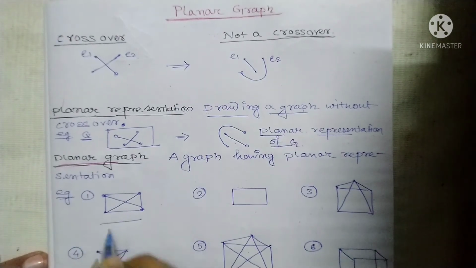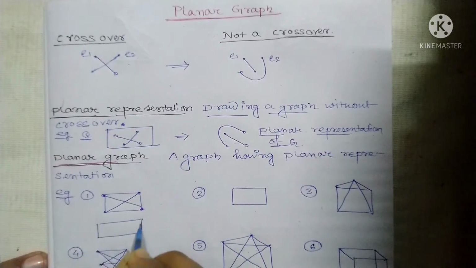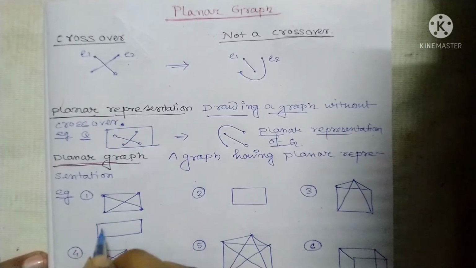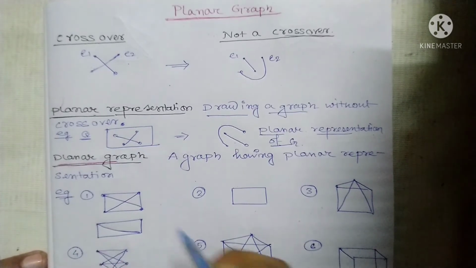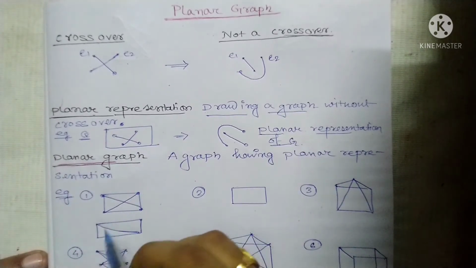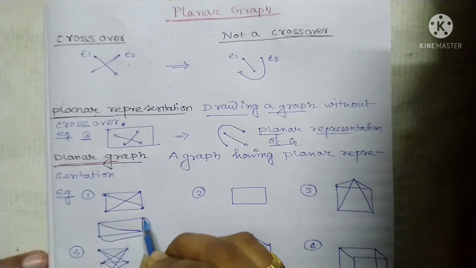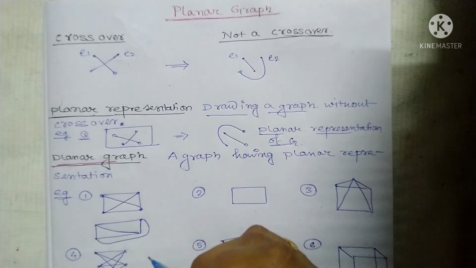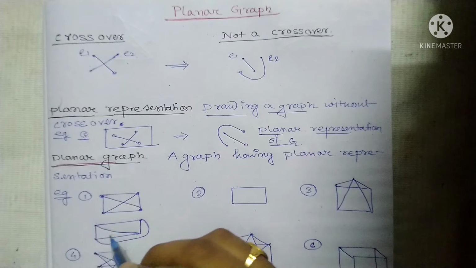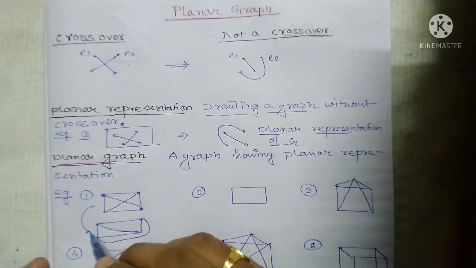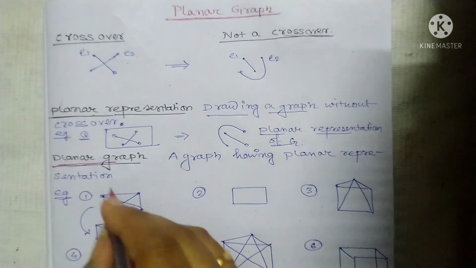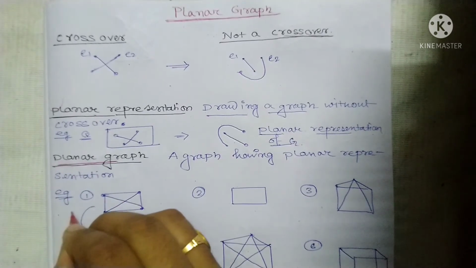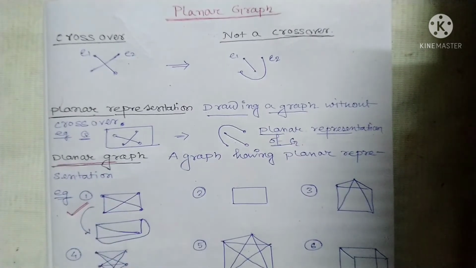We can draw the structure like this, and we can draw this edge like this. This will not harm any properties of the graph, but we can draw the graph differently. So this is the planar representation of the graph G. So we can say this graph is a planar graph. I'm just ticking it.